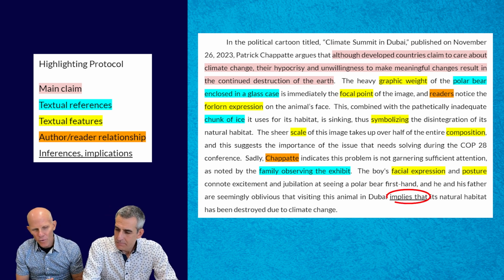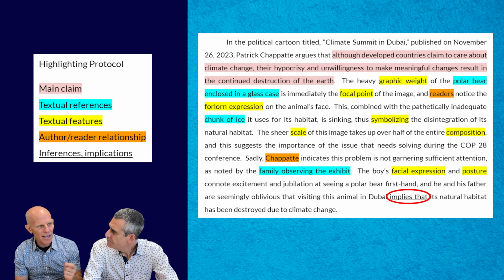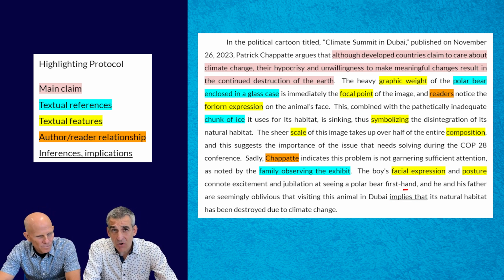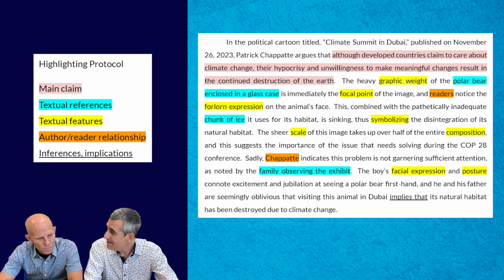I also like the phrase implies that. Why is that such a good phrase? Mr. Giles, when we're doing analysis and interpretation, we want to draw conclusions from what we see. Sometimes there's things between the lines. We want to read between those lines and talk about the subtext. So that's what implications and inferences are.